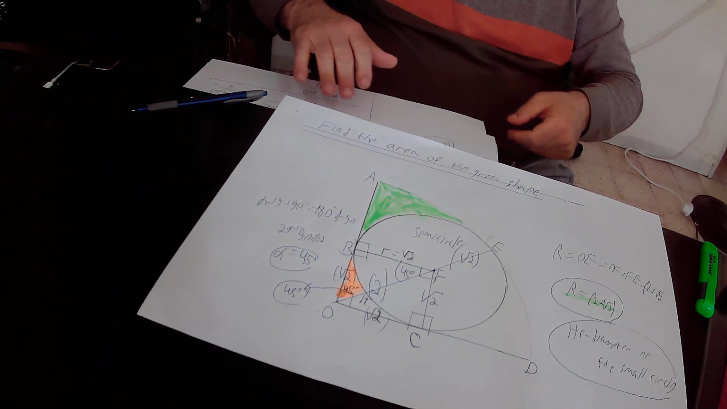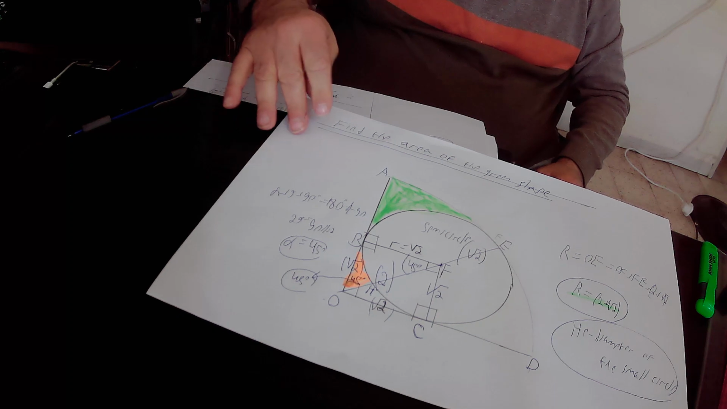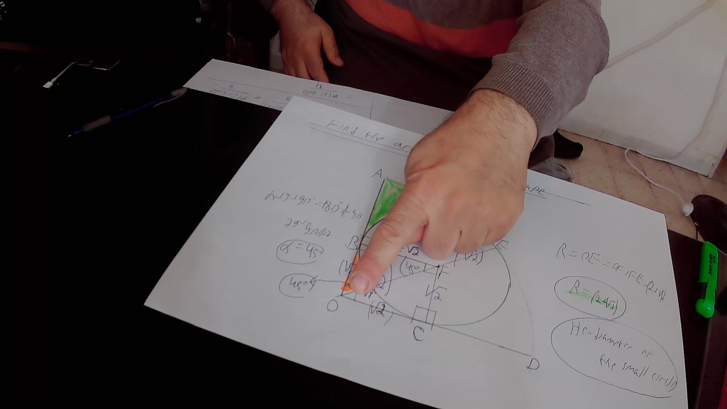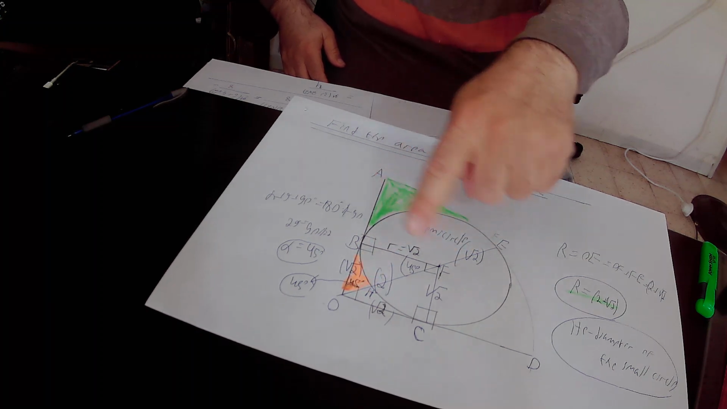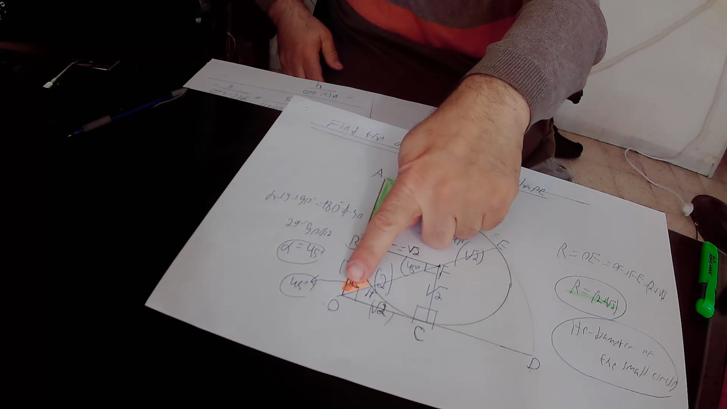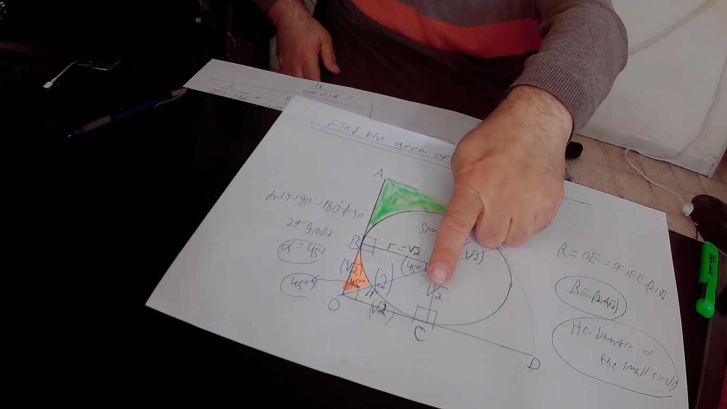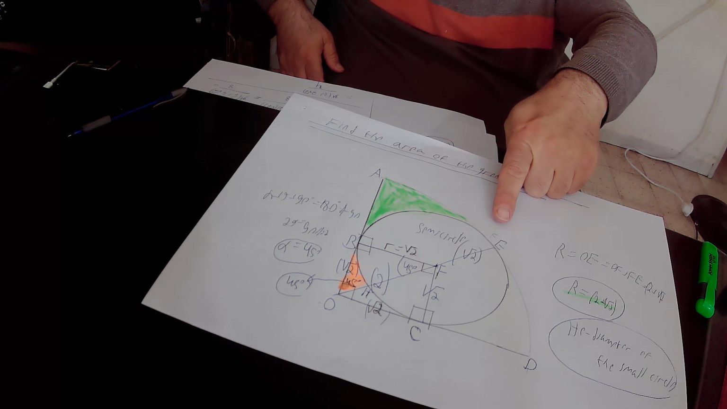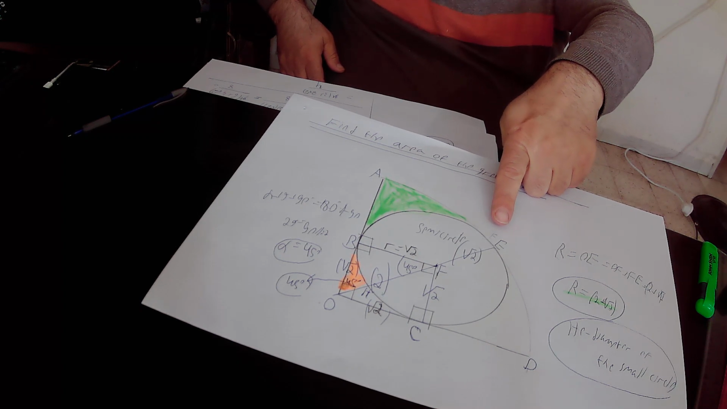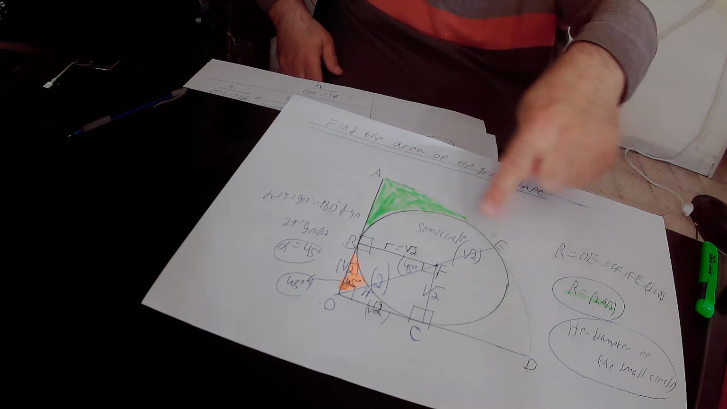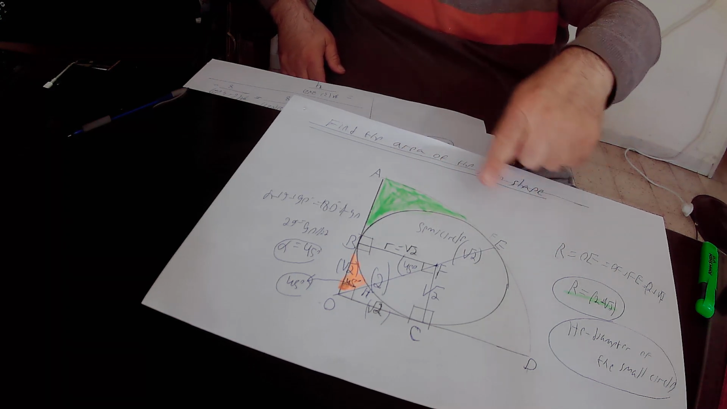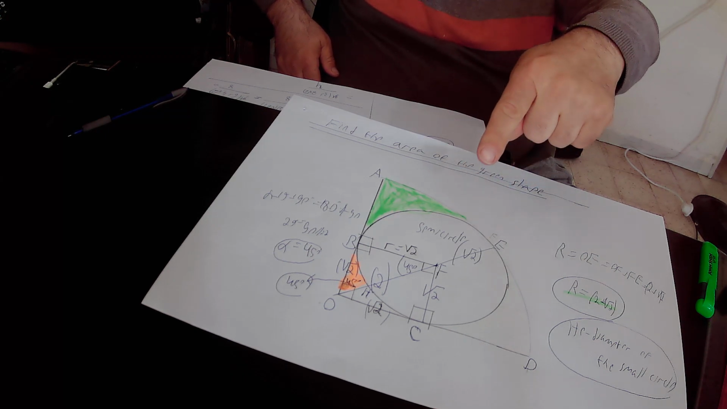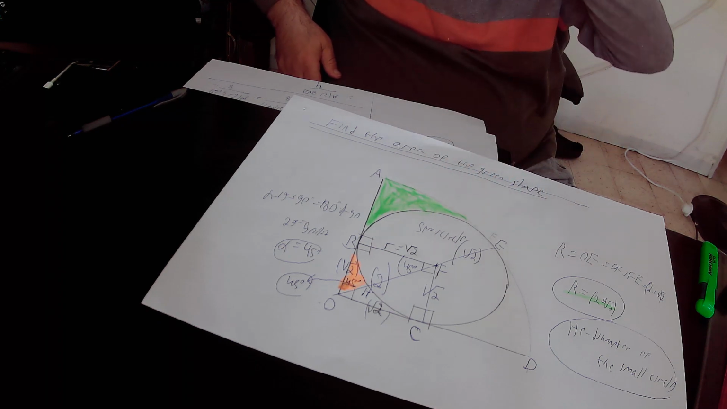We defined this point as A, this point as B. This is the center of the quarter circle. We define the center of the quarter circle as O. We define this point as C. We define this point as D. This point is the touching point between the small circle and the big quarter circle. And finally, we define the center of this small circle as F.